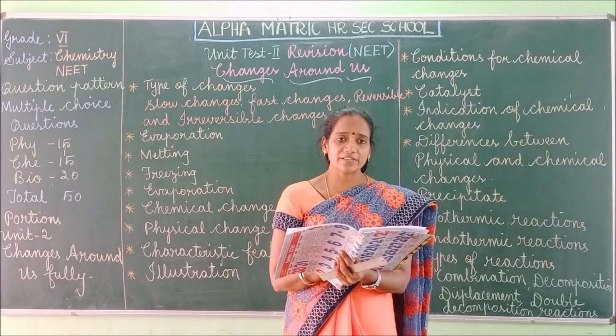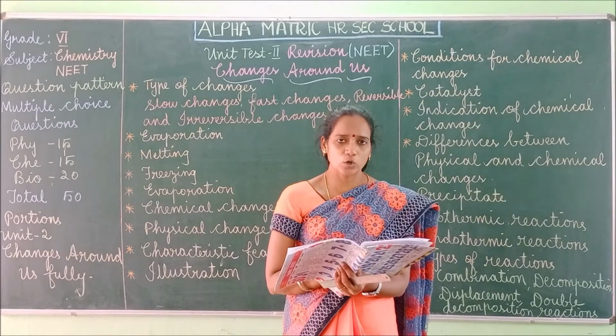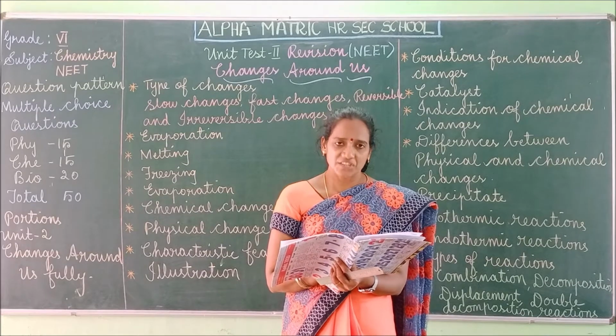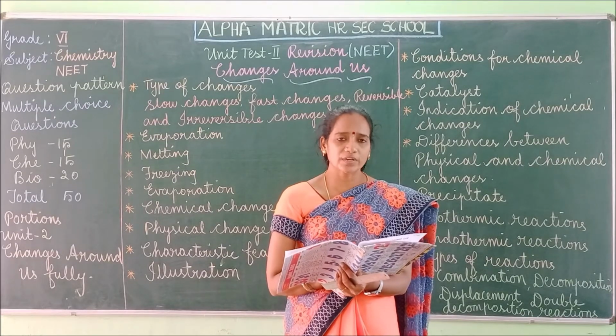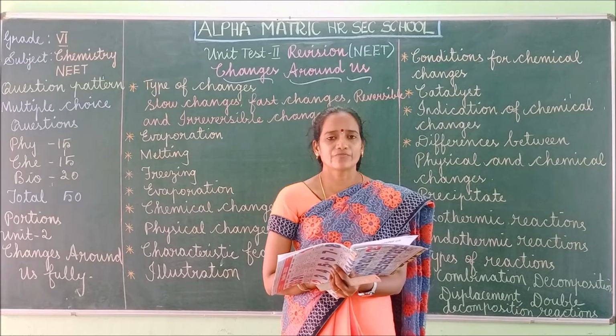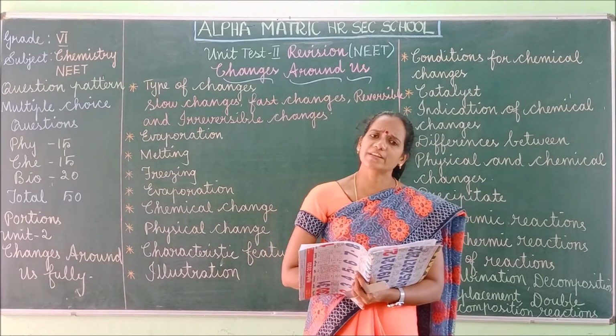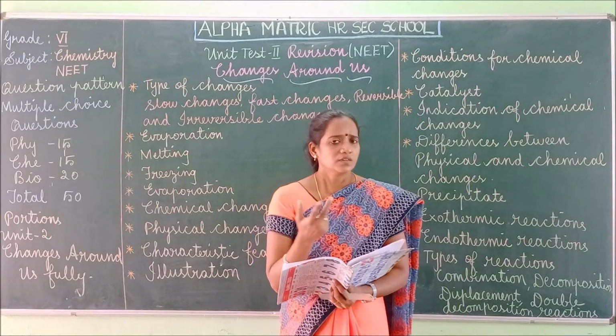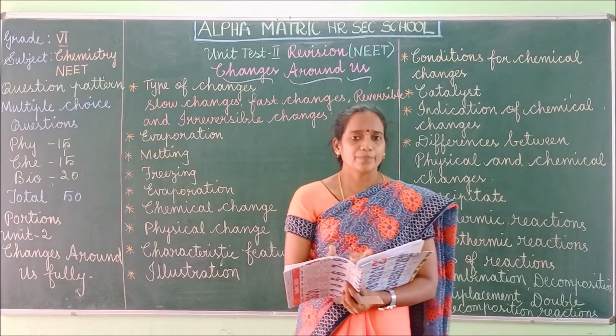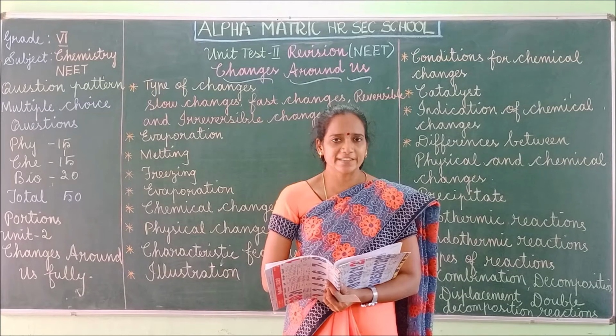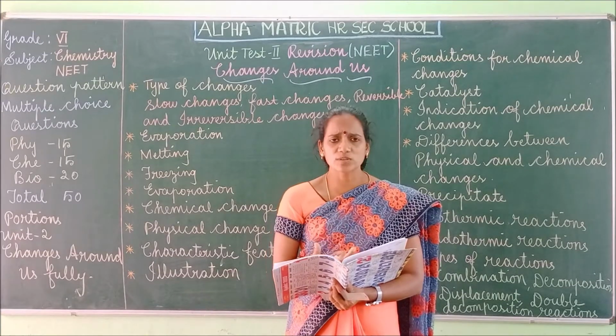Changes, it is given in the second line. Slow change is given, no? See the second line. Changes which occur over a long period of time are called slow changes. Then what are the examples we can give for slow changes? Growth of a child, germination of seed, isn't it? Growth of a child is also a slow change.